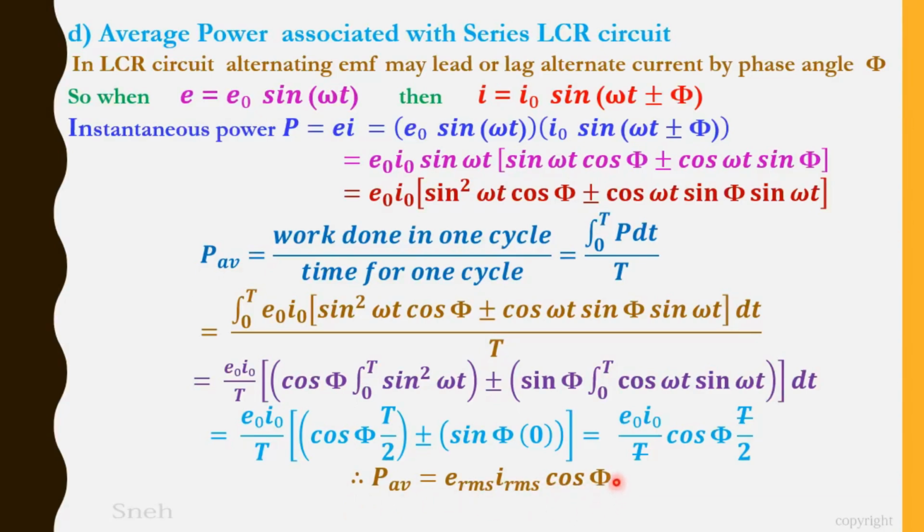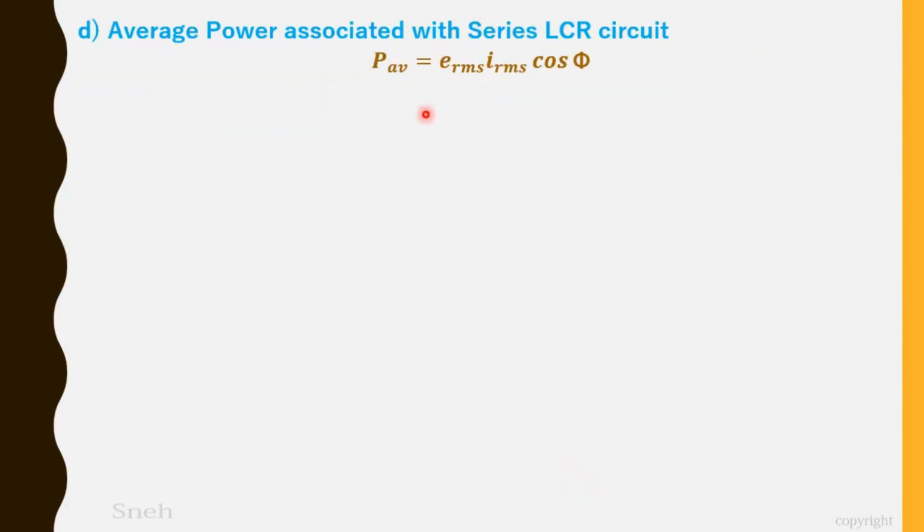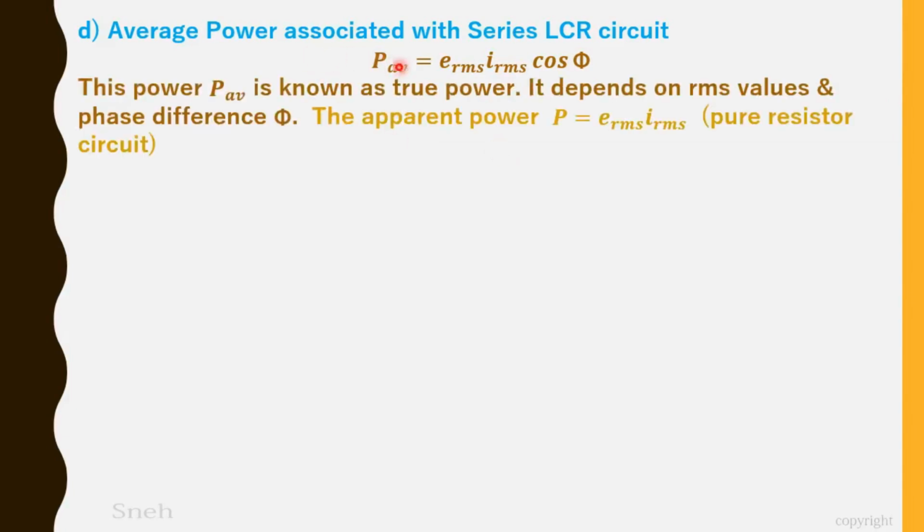Here I'm having an additional factor of cos phi. I'll continue with the same equation, that P average is equal to ERMS into IRMS cos phi. As I told you, here we have an additional factor of cos phi, and ERMS into IRMS is already existing for the power in resistive circuit. The average power which we are having is known as true power. It depends on RMS values, ERMS and IRMS, and the phase difference between them, that is phi.